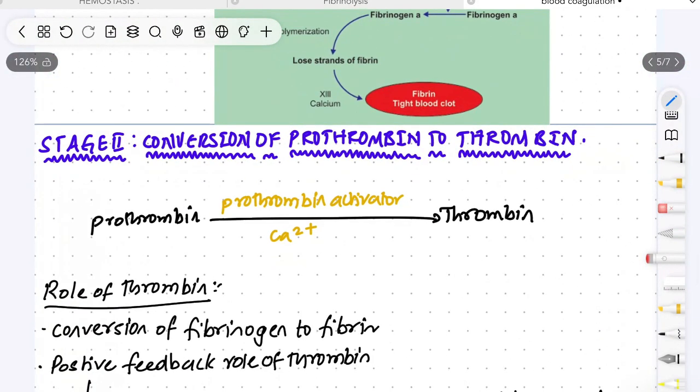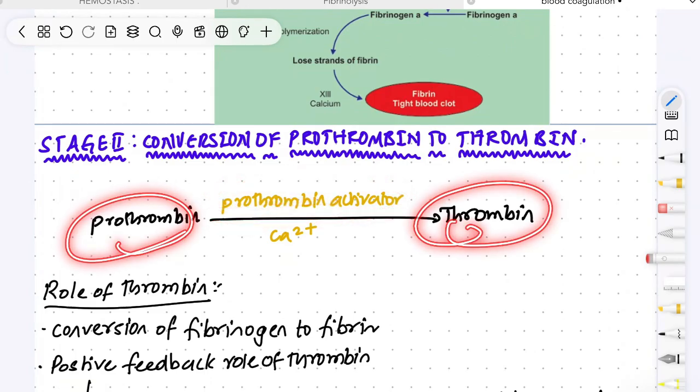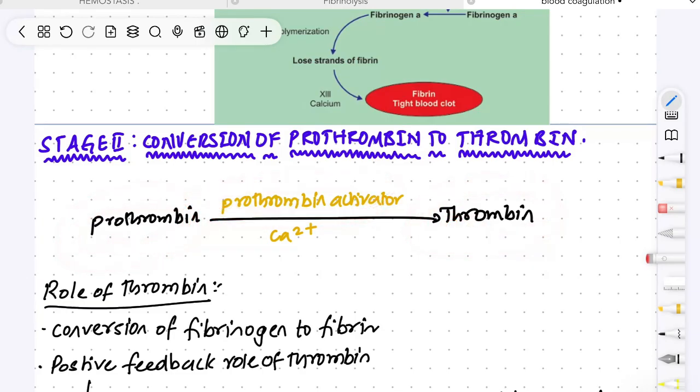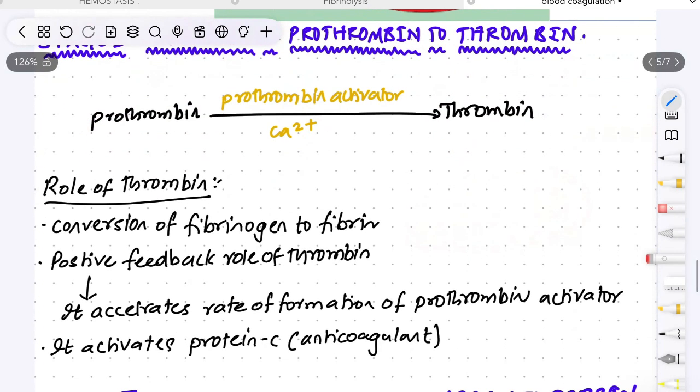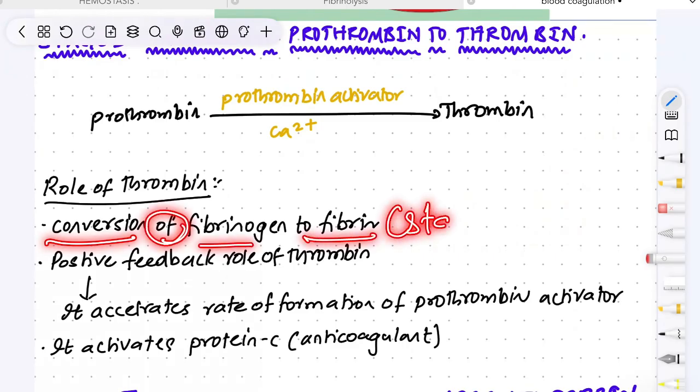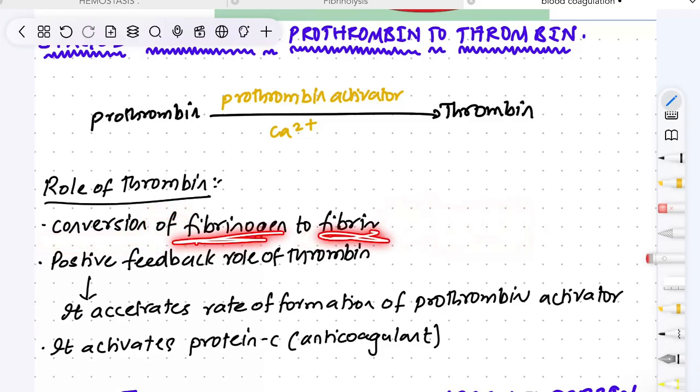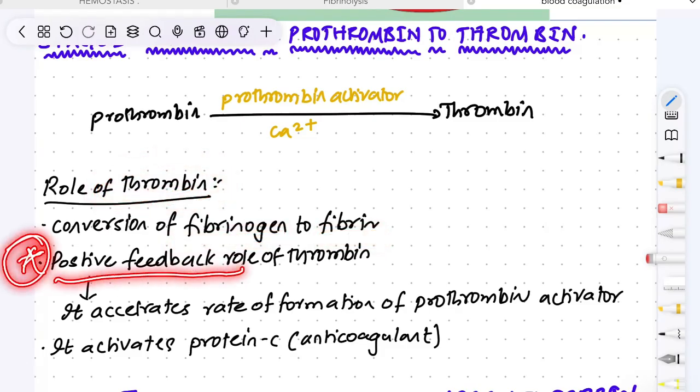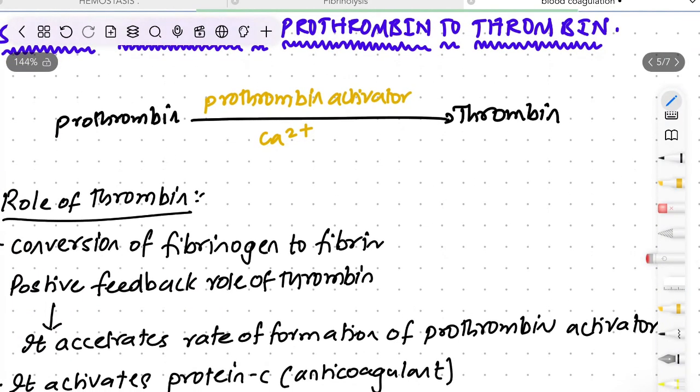Now in stage 2, prothrombin activator helps in the conversion of prothrombin into thrombin. So prothrombin activator, in the presence of calcium, converts prothrombin into thrombin. Now what is the role of thrombin? First, it converts fibrinogen to fibrin. This happens in stage 3, which we'll be studying. The conversion of fibrinogen to fibrin takes place with the help of thrombin, and this is the most important thing, the positive feedback role of thrombin.